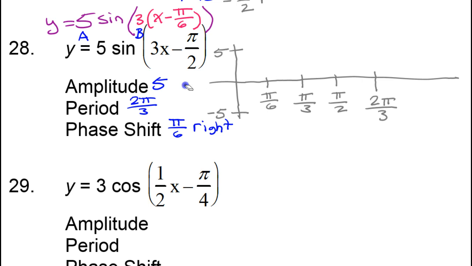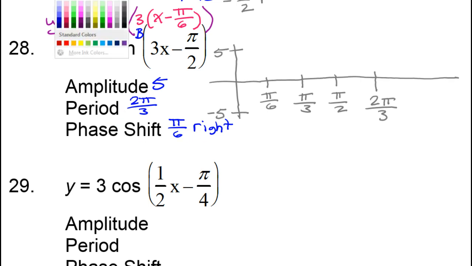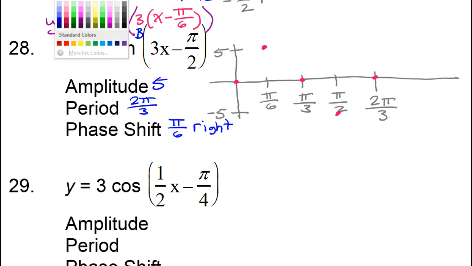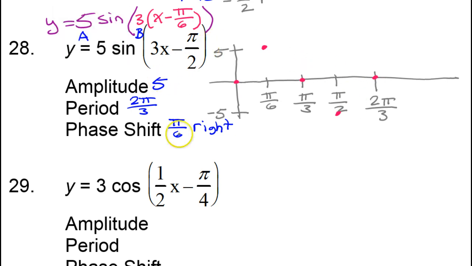So look, if there was no phase shift, let's look and see what the graph would look like. This is a sine function, and we know that a sine function starts at the midline, and then it goes up to its highest point, goes back to the midline, falls to its lowest point, and goes back to the midline. So this is what the graph would look like if there was no phase shift. However, there is a phase shift of pi over 6 to the right.